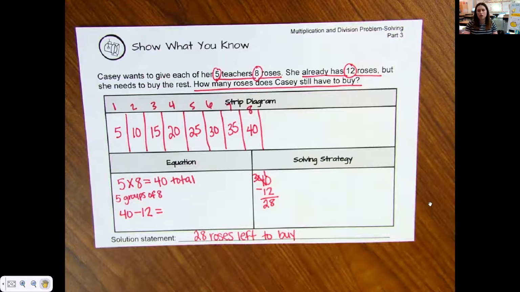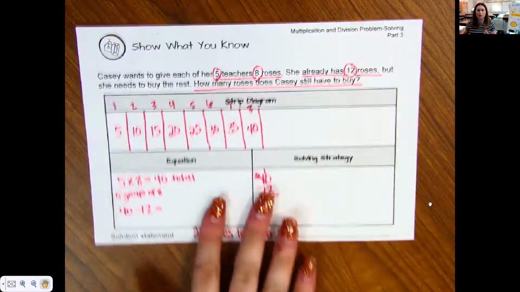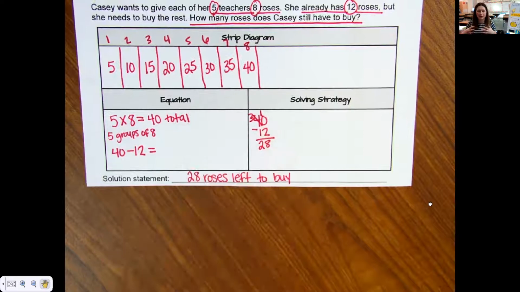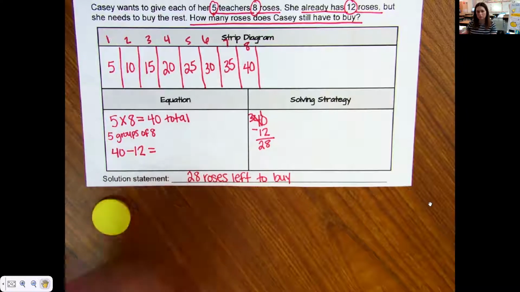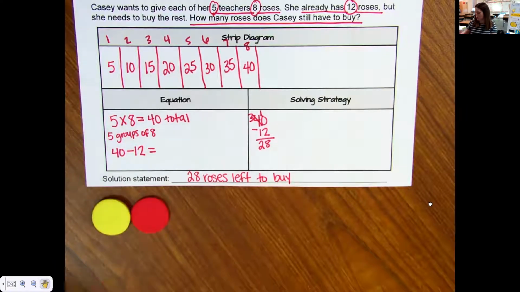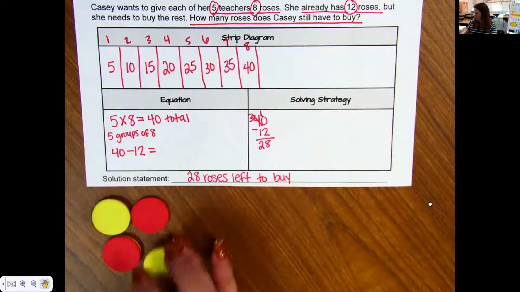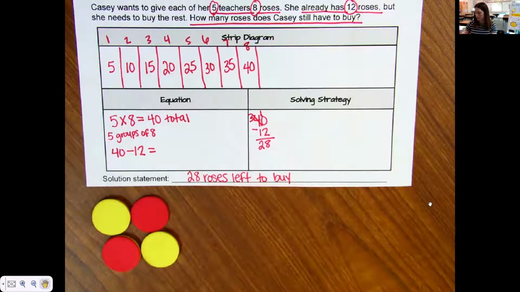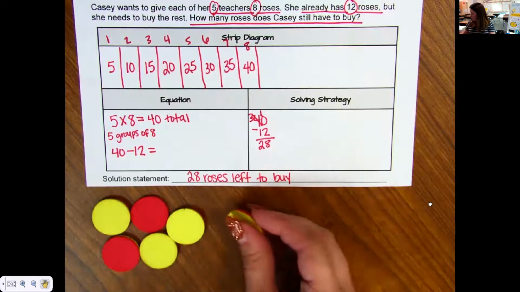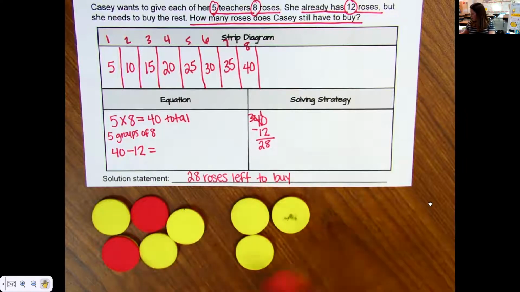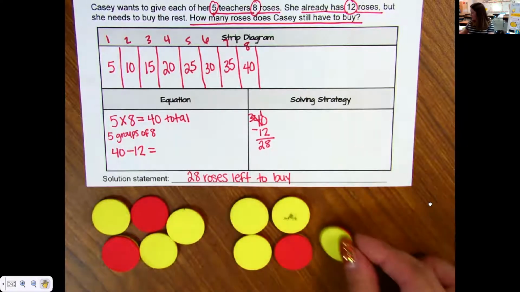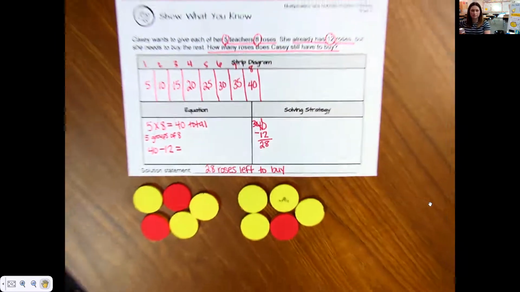Okay, so then I actually want to show y'all this too, using some manipulatives. Okay, so you can kind of see it that way. So I'm going to have 5 groups of 8, right? So I have 1, 2, 3, 4, 5, 2, 3, 4, 5. I'm gonna have to zoom out a little bit so you can see it.